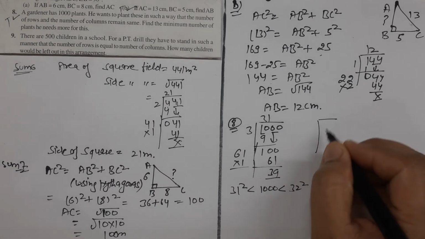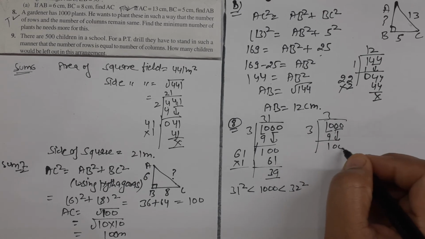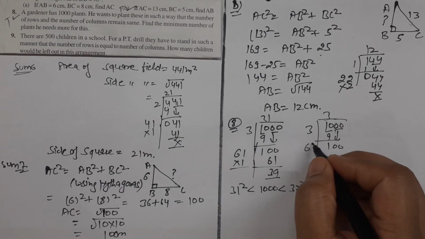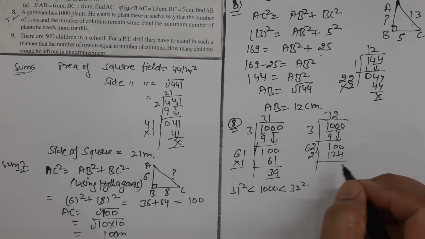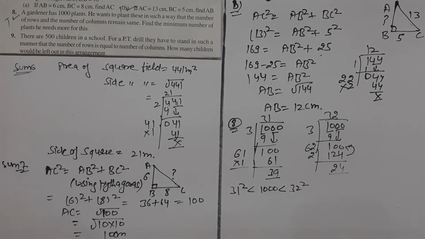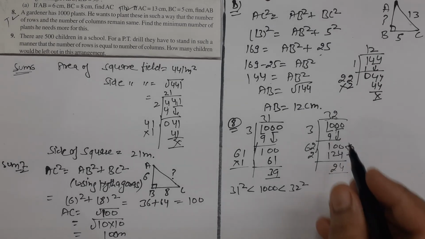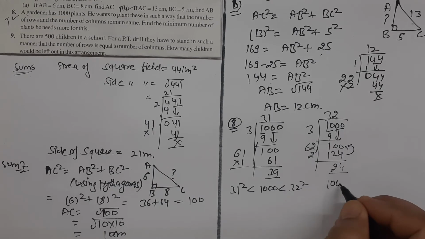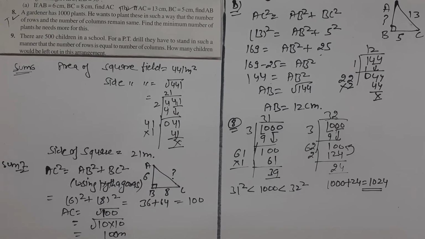So we again do it. 3 3s are 9, 1 00, 3 2s are 6. Write 2, 62 multiplied by 2. We have 124. Now subtract. We have 24. So number of rows equal to number of columns, we have to add 24 to 1000. 24 more plants we need to make it a perfect square.